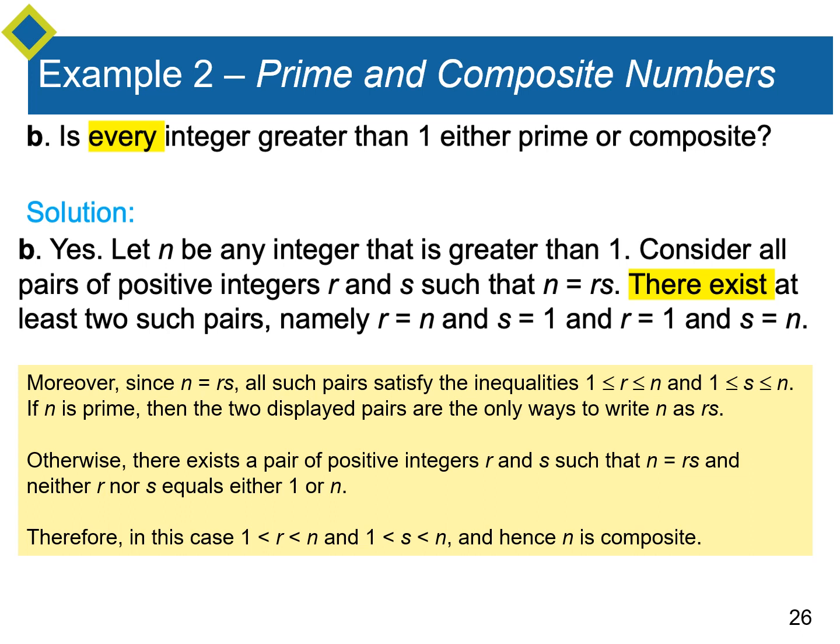Is every integer greater than 1 either prime or composite? The answer is yes. Let n be any integer that is greater than 1. We consider all pairs of positive integers r and s such that n equals rs. There exist at least two such pairs, namely r equals n, s equals 1, and r equals 1, s equals n.